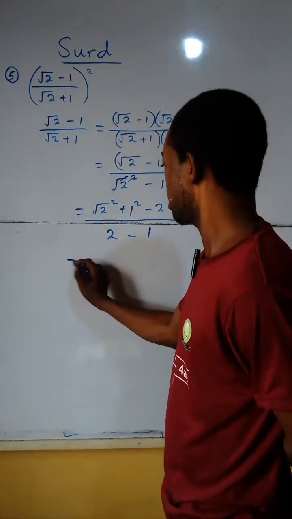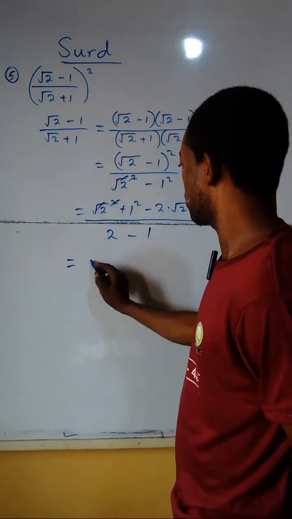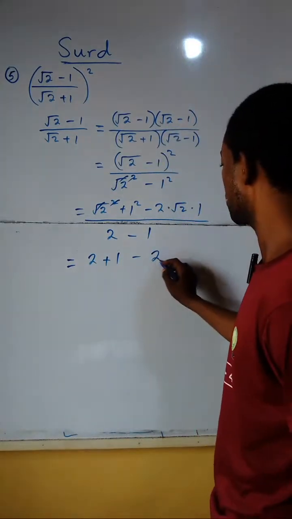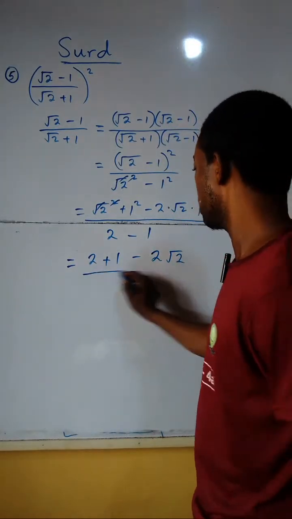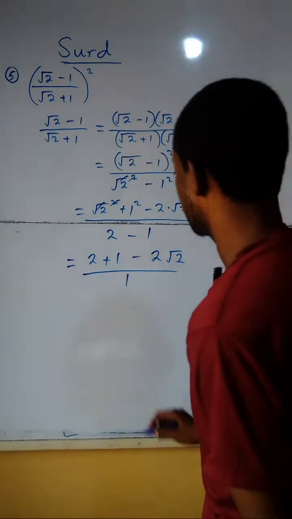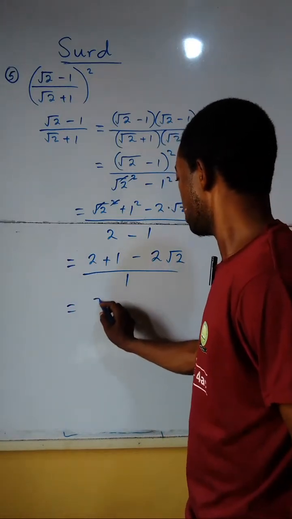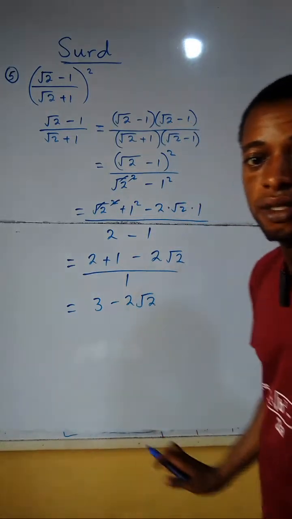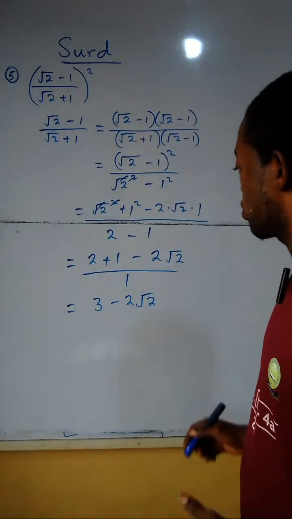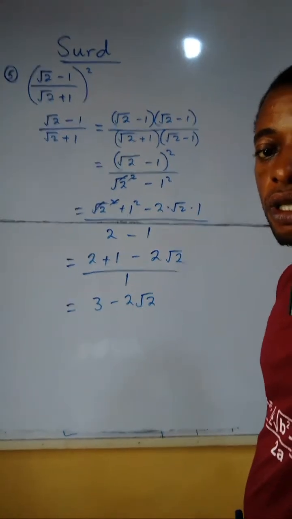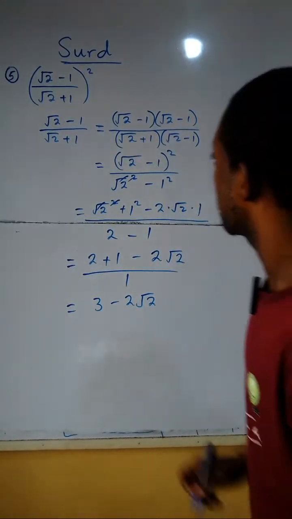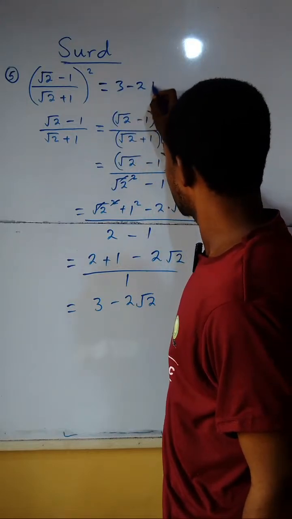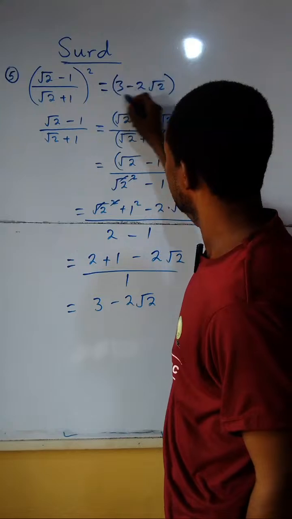Which implies here, also square cancels square root, that's 2 plus 1 squared, that's 1, then minus 2 times root 2 times 1, that's still 2 root 2, then over 2 minus 1, 1. And here we have 2 plus 1, that's 3, then minus 2 root 2 over 1. So that's 3 minus 2 root 2 there. Okay? Now we can write it as 3 minus 2 root 2 squared.